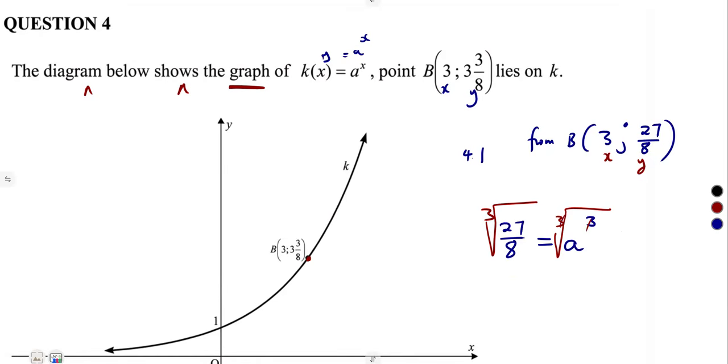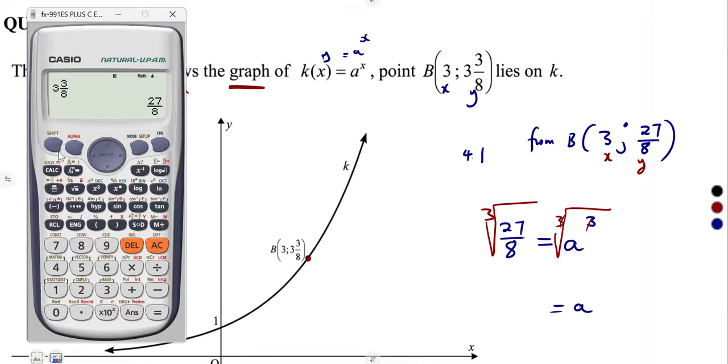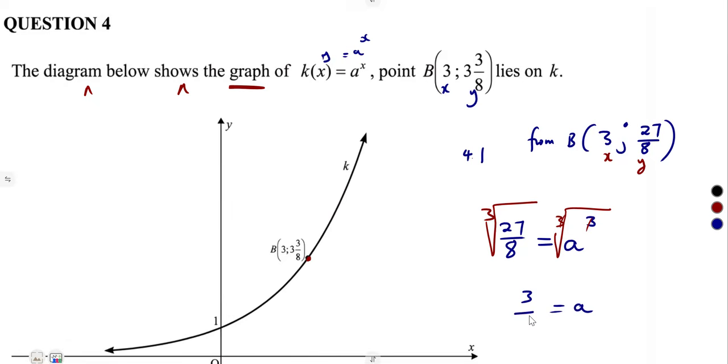So this neutralizes. We have got our a as the cube root of 27 over 8. So the cube root, shift, you put the square root, that is shift on the square root there. Then you can put your fraction 27 over 8. So that's 3 over 2.